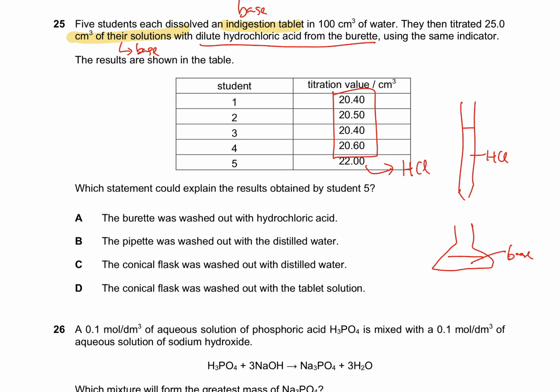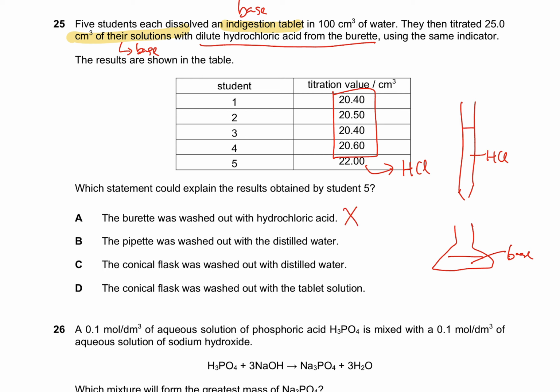So let's look at option A. The burette was washed out with hydrochloric acid. What does wash out with hydrochloric acid mean? It means that before the experiment, I took the burette and I washed it one time with hydrochloric acid. That means I wash it and then throw it away, and then I fill it up with hydrochloric acid. So will that lead to any changes in the hydrochloric acid? No, because I wash it with hydrochloric acid, then I use hydrochloric acid, so everything remains the same. So it will not lead to suddenly more HCl being needed.